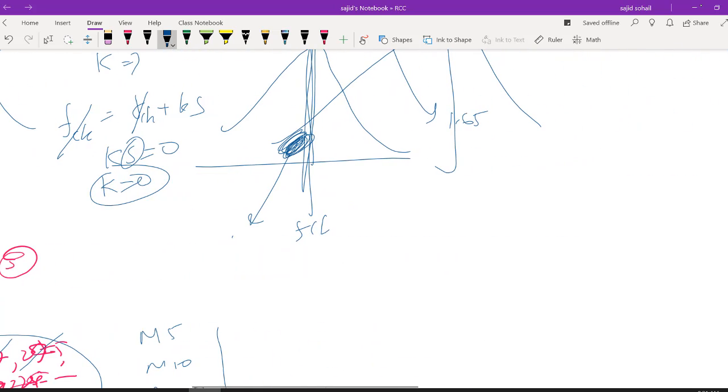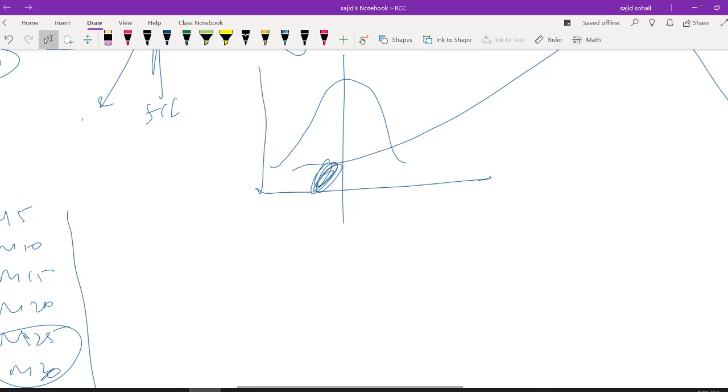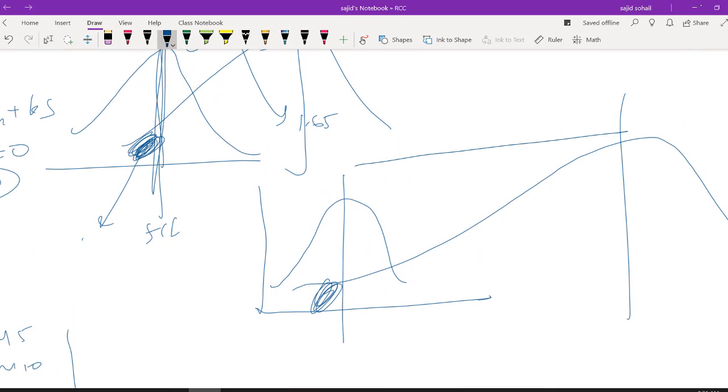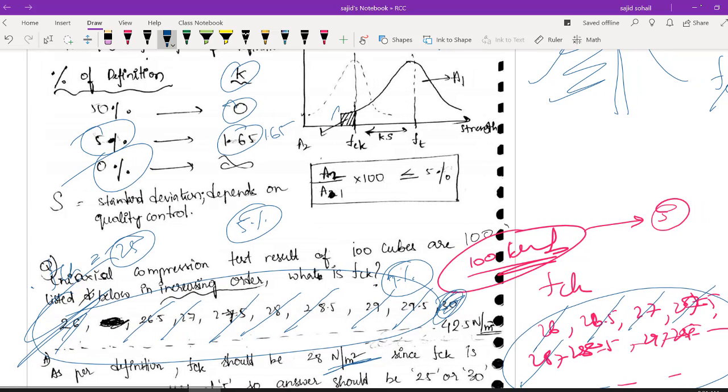Now tell me, if you don't want any area to be less than your fck, so your target strength is such that no area is less than fck, then what should be your K value? Obviously, it should be infinitely far away, so that whatever your ft is, the area below fck becomes negligible, almost equivalent to 0. So it should be at infinite distance, which is possible only when K is infinite. So when K is infinite, the area less than your fck will be 0. I hope you got it.